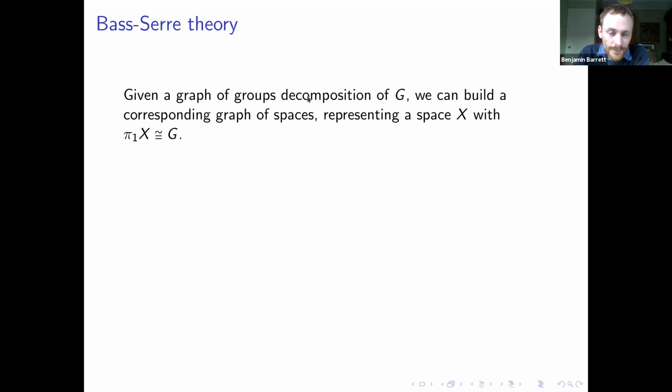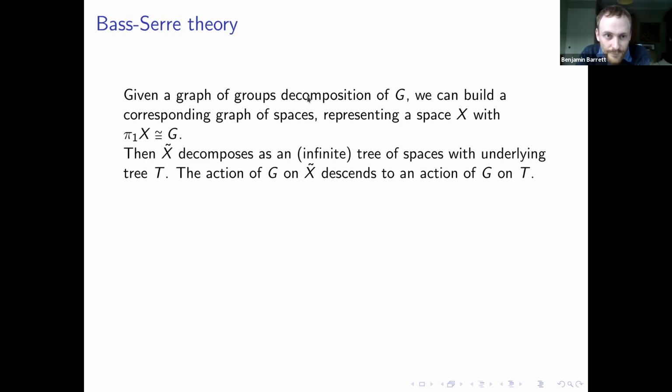I'm going to describe where that idea comes from. Given a graph of groups decomposition of G, you can build a corresponding graph of spaces. For each of the groups, take some space that has that group as its fundamental group. For example, you could choose the classifying space of the group. But just choose any space that has the vertex group or the edge group as a fundamental group, and replace that vertex group or edge group by the corresponding space. We've gone from a graph of groups to a graph of spaces. By gluing everything together, we get one big space, and that space has fundamental group G. So from a graph of groups decomposition, we arrive at a space whose fundamental group is G, and the space has a graph of spaces structure.